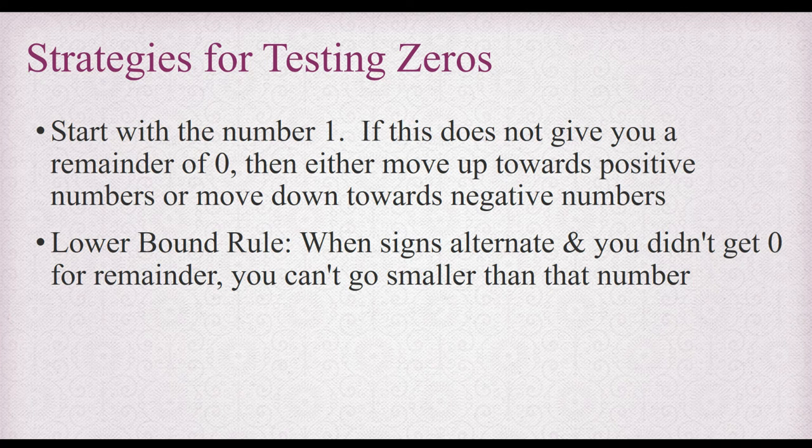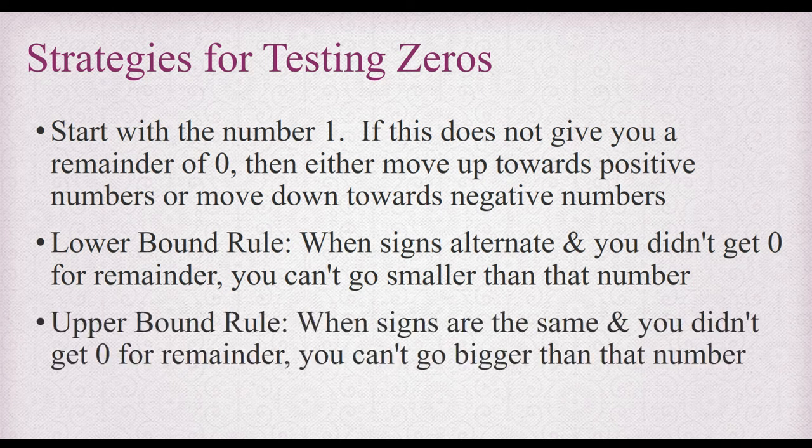It says when signs alternate and we didn't get 0 for a remainder, there's no way we can go any smaller than that number. So if we get like a positive, then a negative, then a positive, then a negative, but then our remainder is not 0, we know, okay, whatever number we tested, we're not going to want to go any smaller than that.